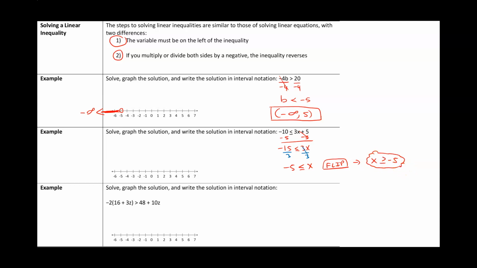So here we have negative 5. I'm going to put a closed circle. Greater than or equal to means numbers get bigger and bigger and they approach positive infinity. In interval notation, my lowest value is negative 5 and the numbers are going towards infinity. So this is my interval notation.